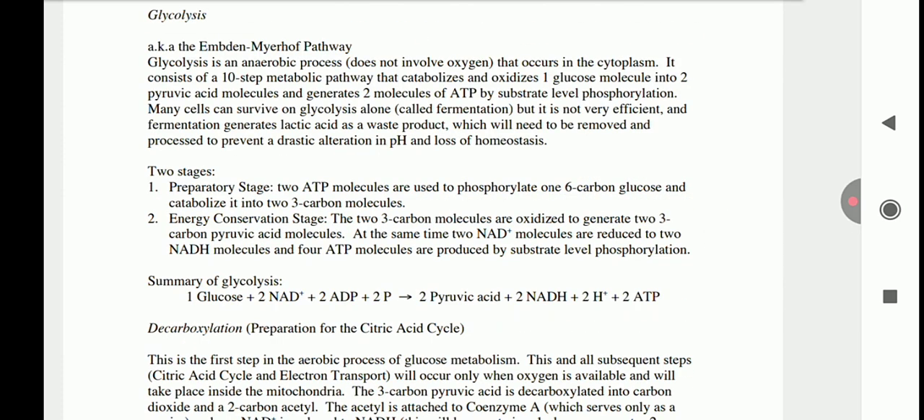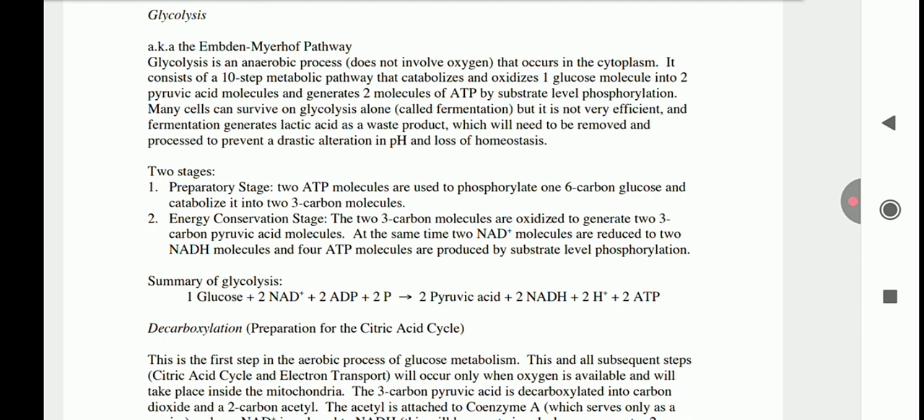Glycolysis. Glycolysis is an anaerobic process, which does not involve oxygen, that occurs in the cytoplasm. It consists of a 10-step metabolic pathway that catabolizes and oxidizes one glucose molecule into two pyruvic acid molecules and generates two molecules of ATP by substrate-level phosphorylation.